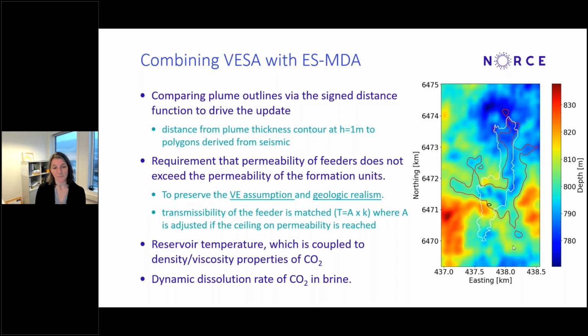And then, of course, we have reservoir temperature, which is a very standard, easy thing to do, and the dynamic dissolution rate of CO2 in brine, this pulling CO2 out of the plume into the water column below, and that also is a parameter that's matched.